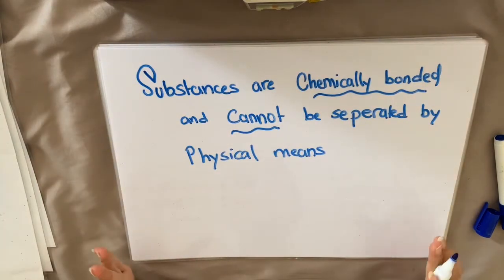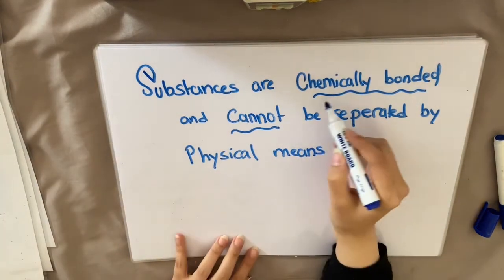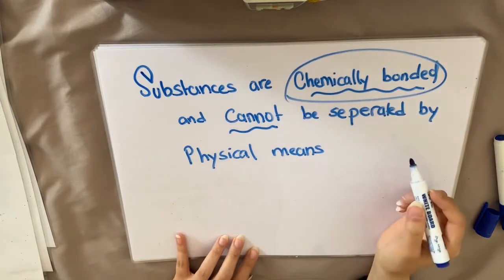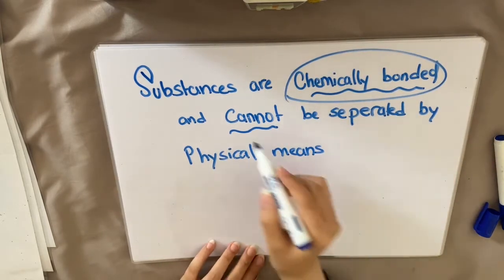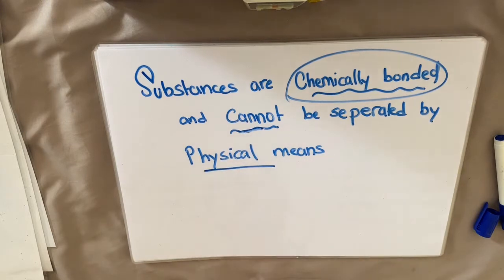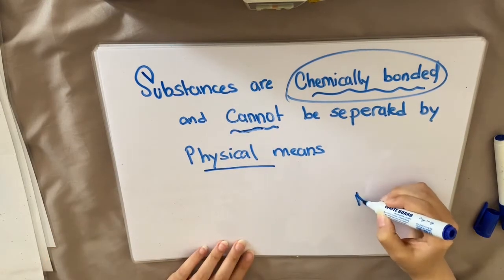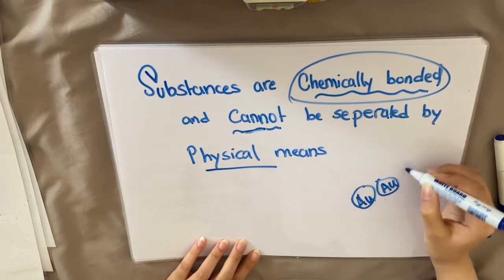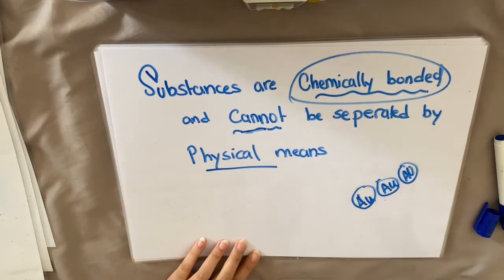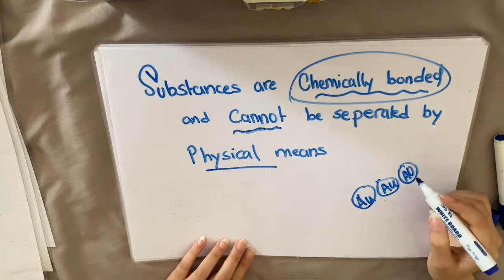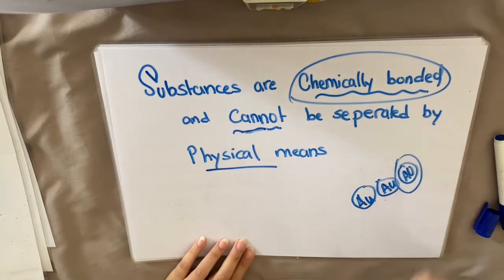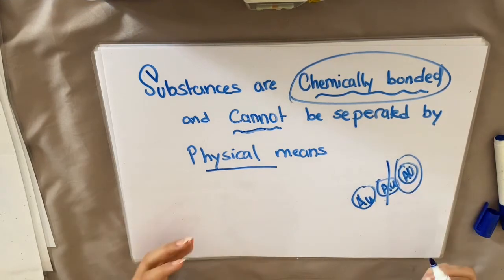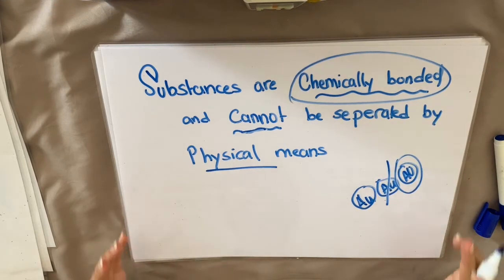Okay, so pay attention. Substances are chemically bonded, which means they cannot be separated by physical means. We cannot separate gold from other gold molecules. For example, here, a gold molecule, another gold molecule, another gold molecule. Atom. I will not say, no, I want to take this atom and break this atom. They really cannot be separated.